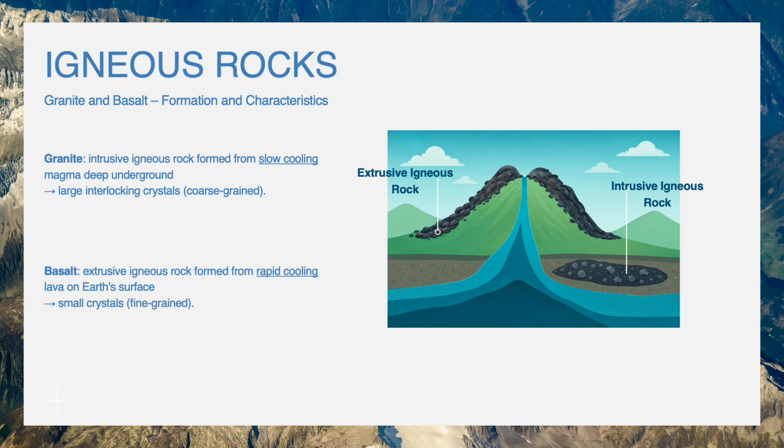On the other hand, basalt is an extrusive igneous rock. Extrusive means it forms on the Earth's surface. Lava cools quickly at the surface, so the crystals do not have as much time to grow, and this forms small crystals, so basalt is fine-grained. Remember, slow cooling gives large crystals, and fast cooling gives small crystals.